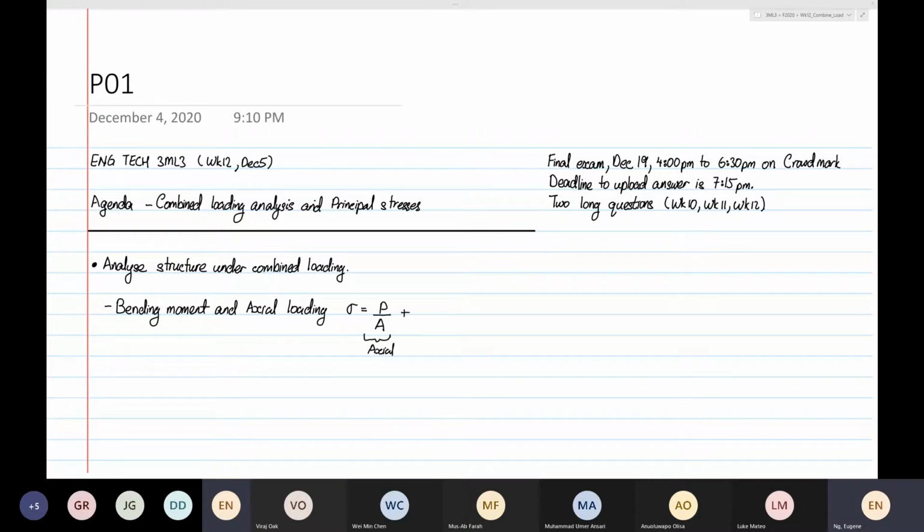Then plus, okay, My over Iyy multiplied by Z. And then we can add again Mz over Izz multiplied by Y. So we're going to look at two moments now, okay? One moment is on the y-axis, acting about the y-axis. This moment over here is acting about the z-axis. Okay? And this is due to bending moment.